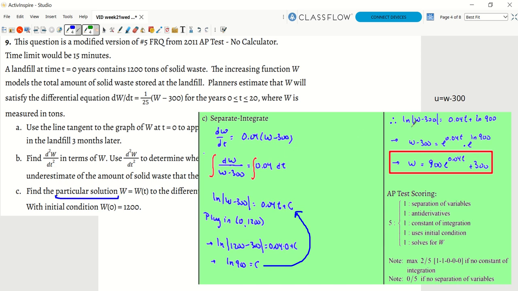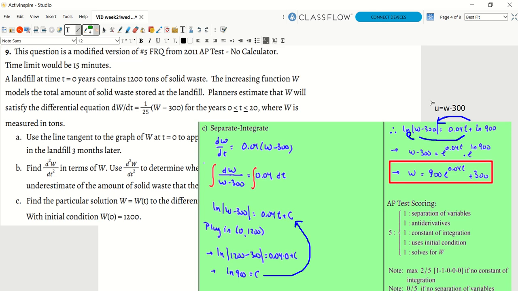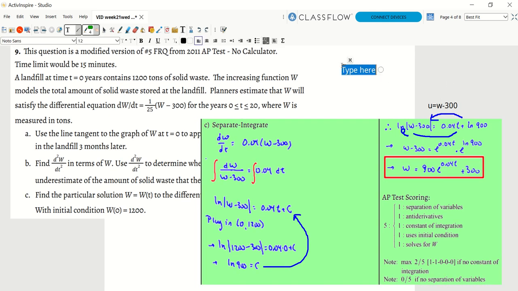All right, so what we're going to do is realize that this is log base e, and we're going to do circle of logs. So e to the power of this is going to equal that. As of right now, we get e to the power of 0.04t plus ln 900 is equal to w minus 300.